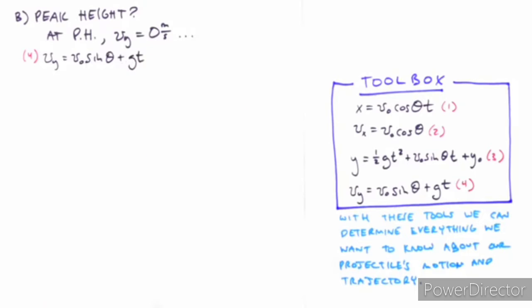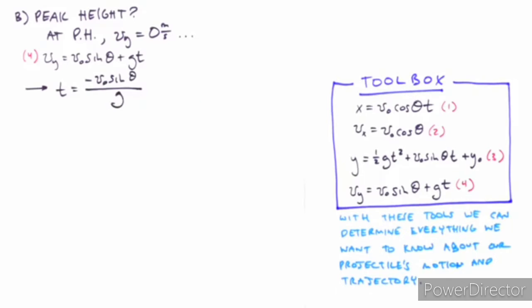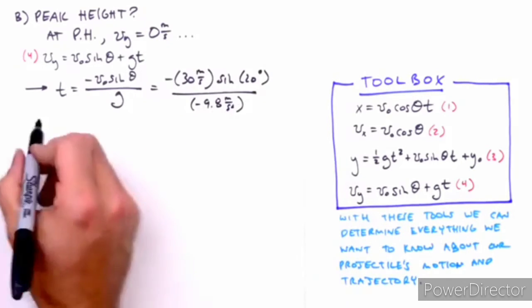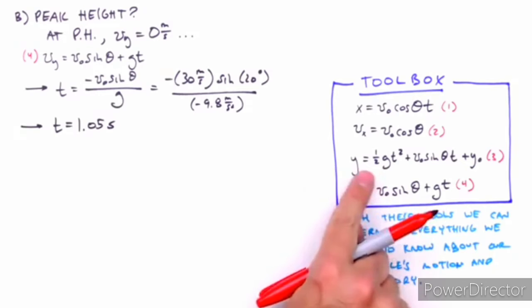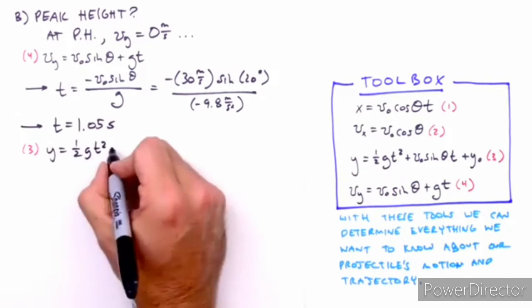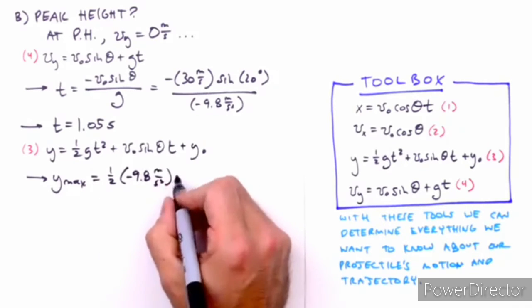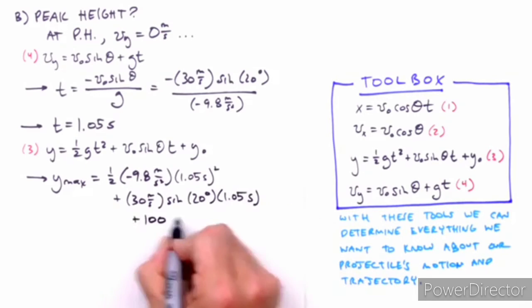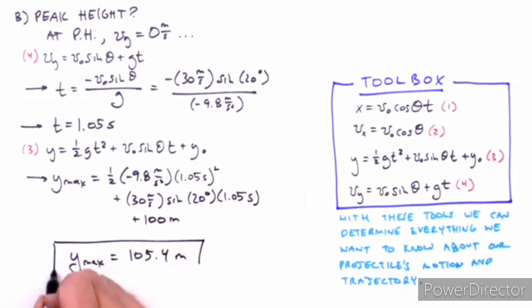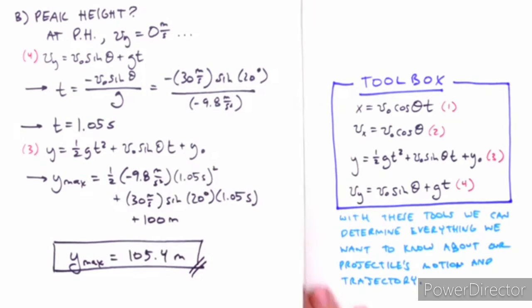Okay, solving equation 4 for time, we get t equals negative v sub o sine theta divided by g. Inserting our values, we find that at 1.05 seconds, our projectile levels out and begins its descent, so to speak. Now we'll insert this time into equation 3 to determine the maximum vertical displacement of our projectile. And when we assign our values to the variables, using 1.05 seconds, the time coincident with Ymax for t, we find that our projectile reaches a peak height of 105.4 meters. Not very impressive, but very reasonable given our shallow launch angle.